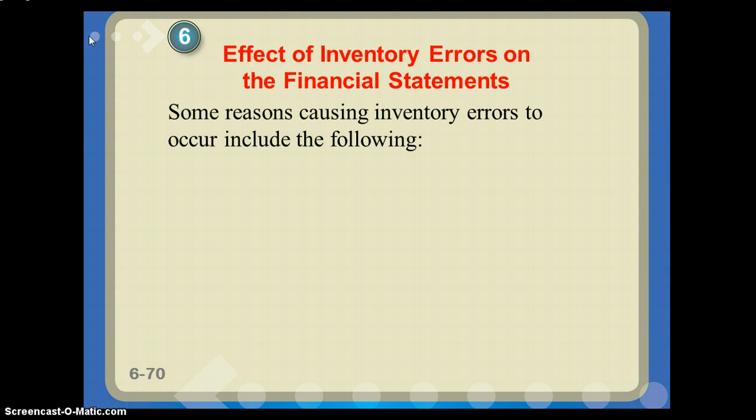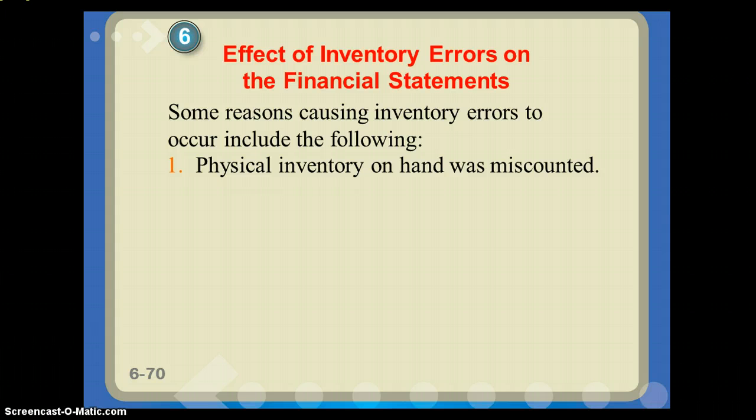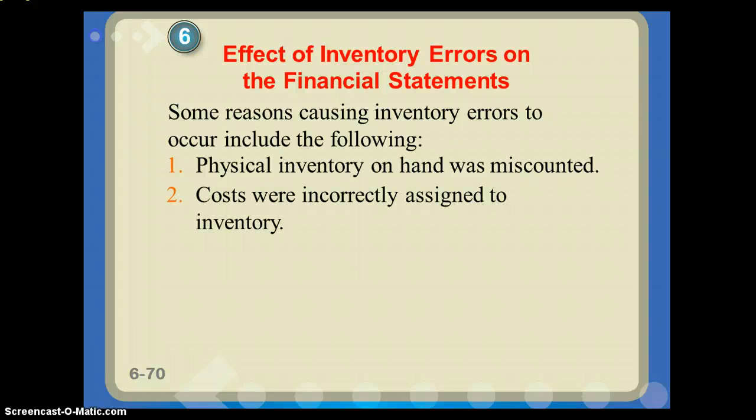So inventory errors are going to have an effect on the financial statements. We looked at how they show up on the income statement and the balance sheet. Some things that might cause inventory errors might be physical inventory on hand was miscounted. At the end of the year, we count the physical inventory on hand to see if it matches our merchandise inventory count, but we didn't count right. Human error. So that can cause some errors on the financial statements.